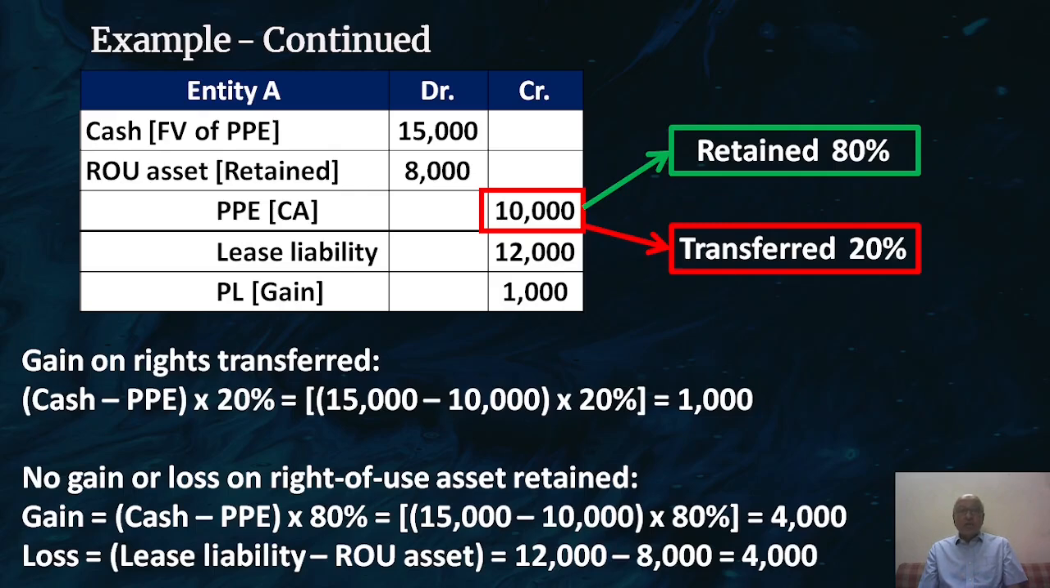What is the loss? Loss is lease liability minus right of use asset, 12,000 minus 8,000. As you know, the first entry is right of use asset debit to lease liability. So here the difference is 4,000 rupees loss. So that loss of 4,000 is compensated by the gain. So there cannot be any gain or loss on right of use assets, but there is a gain on right transfer, that is 1,000 rupees.